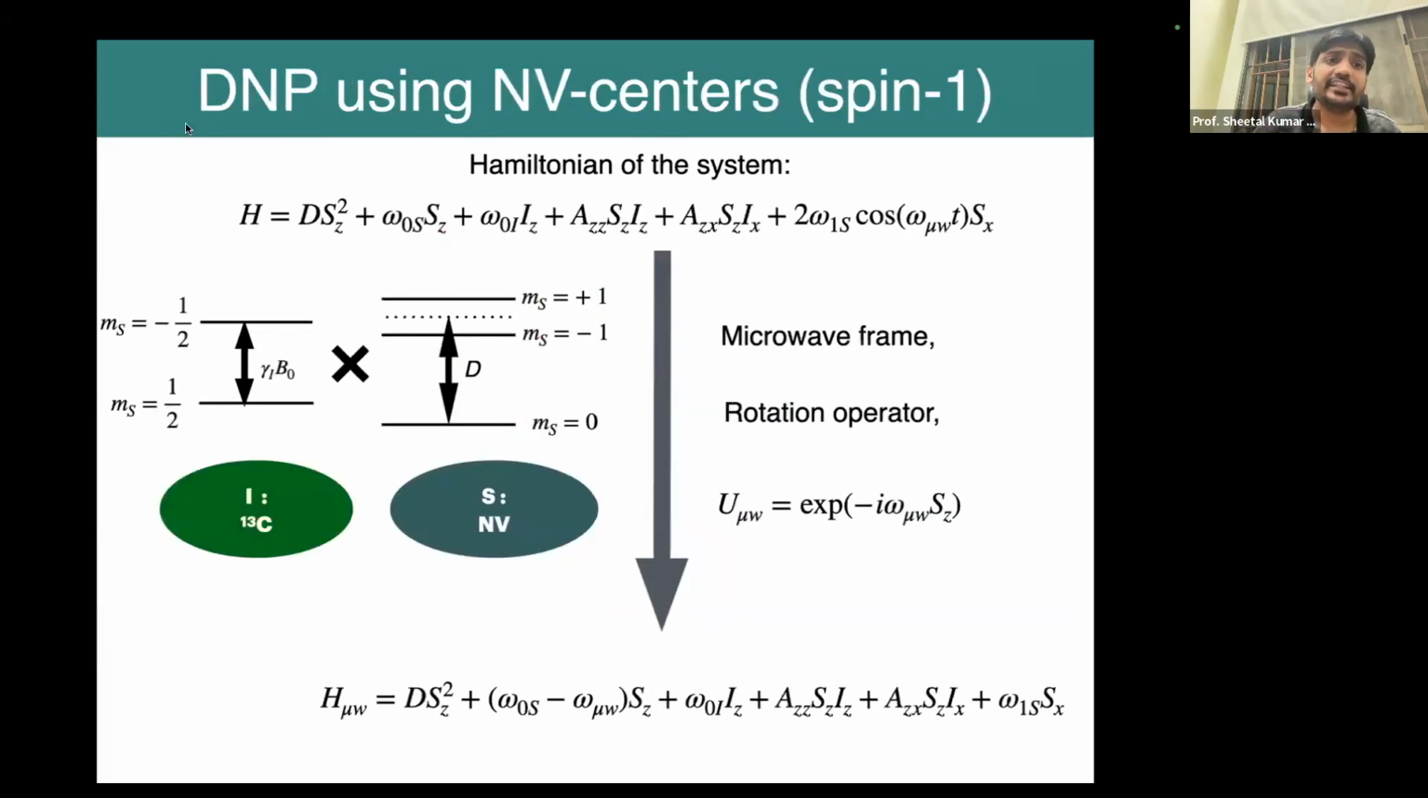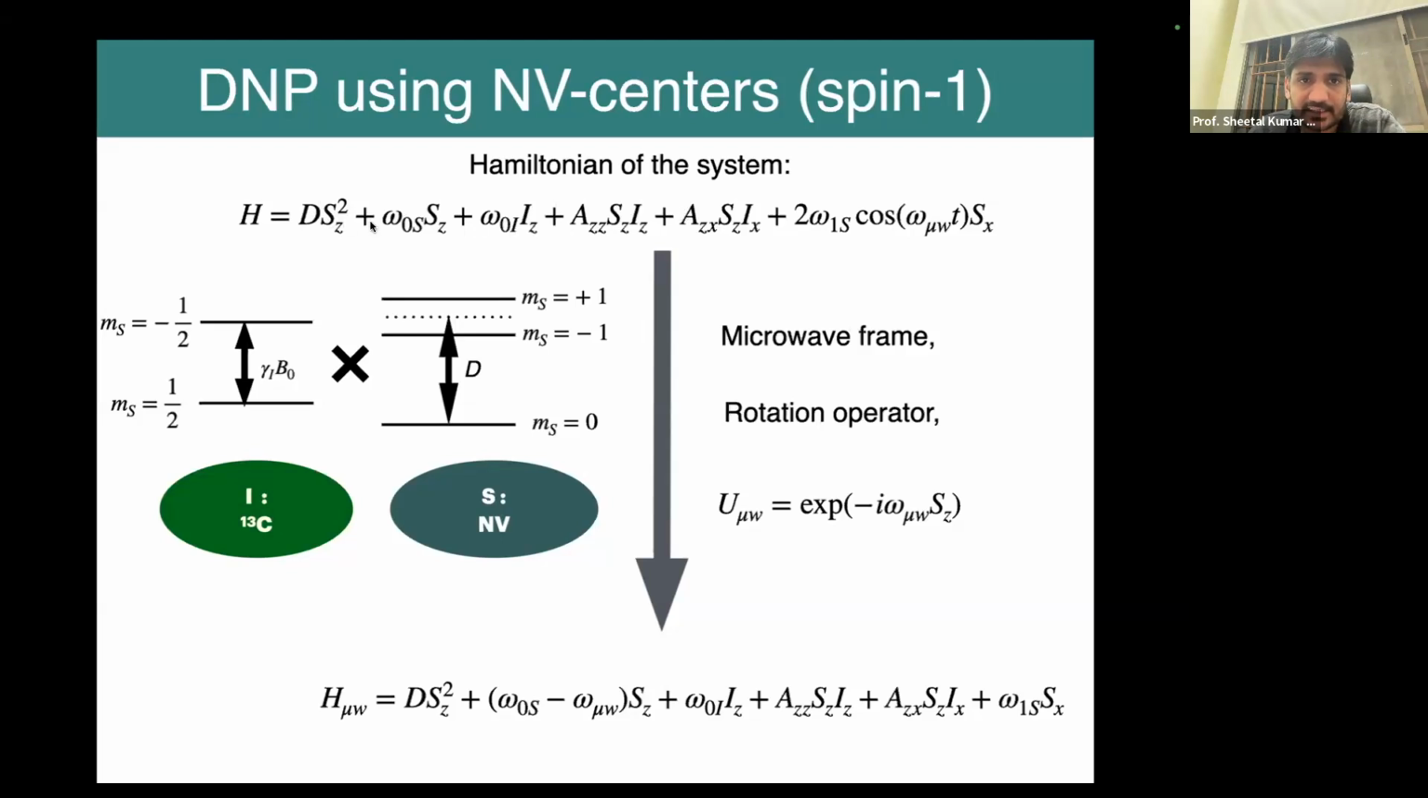Now the next part is we can now use this same formalism to understand polarization transfer from nitrogen vacancy center to neighboring carbon. Because this is now emerging as a promising polarizing agent, and it has applications in quantum sensing as well. So we just wanted to see what happens here. Okay, so the Hamiltonian now is like this.